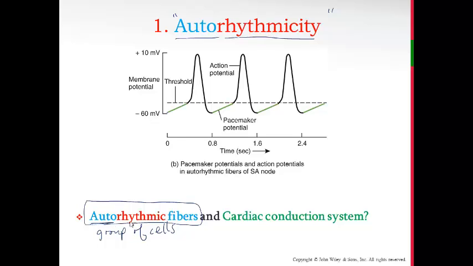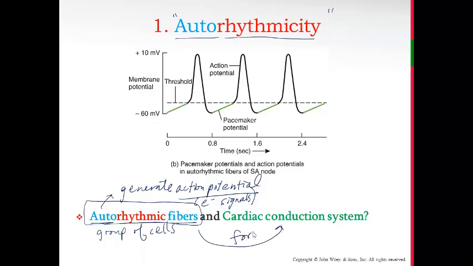It's all because we have a very special group of cells. And these cells are autorhythmic fibers, meaning that they can generate action potential. And action potential is just a fancy word saying they can send out electrical signals. Okay? And they do so repeatedly without stopping. So as a result, these very special group of cells, these autorhythmic fibers, form your cardiac conduction system.